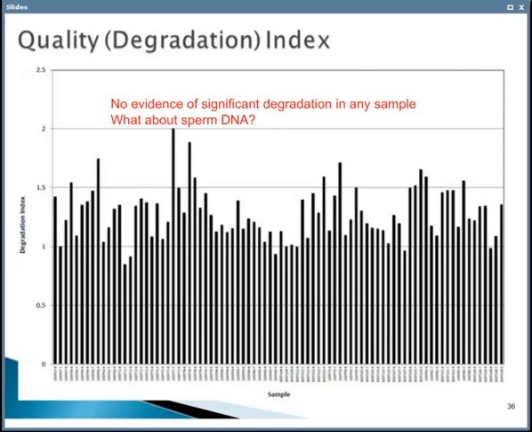Okay, what about the degradation index, the quality index? If you look at the 84 samples, there's no significant degradation, because they are all right about 1, anywhere from 1 to 1.5, and that means there's no evidence of degradation. At first blush we thought that's interesting, but it makes sense because the vast majority of the DNA there is female DNA, and that female DNA is not degraded. If there was any degradation of the male DNA in the sperm, and we are not 100% sure that is the case, you wouldn't see it in this particular assay. So the degradation index works, but if there's a minor contributor, it may not pick up that minor contributor's degradation. We have to be aware of that.